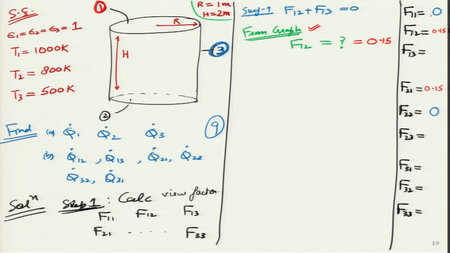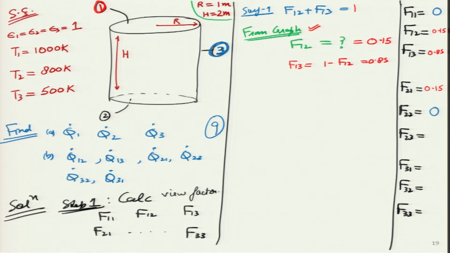Now, the sum for these three has to be the same. So, I will get F13. There I make a mistake. Summation says it is not 0, it is 1. So, F13 is 1 minus F12, which is 0.85. So, here I write 0.85.